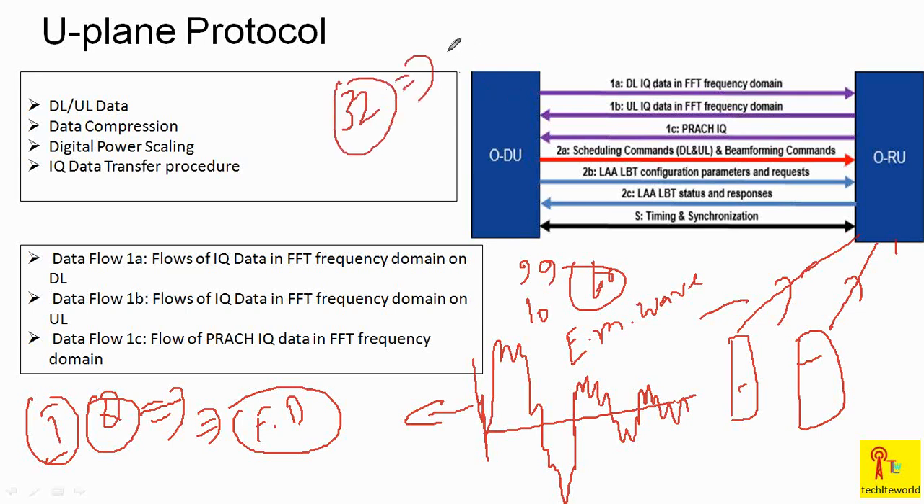So actually this IQ data belongs to some set of bits, right? That bit stream is sent in the uplink side, sent towards the DU side, right? So the DU will take those data and interpret those data accordingly, right?